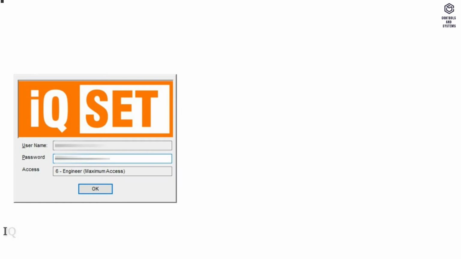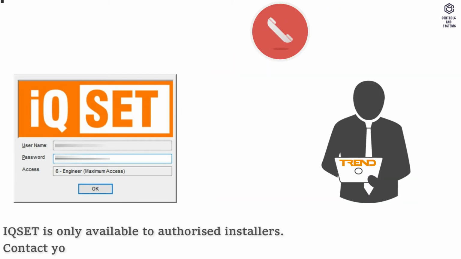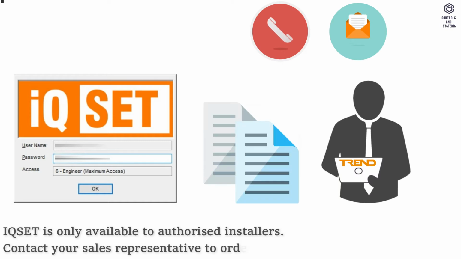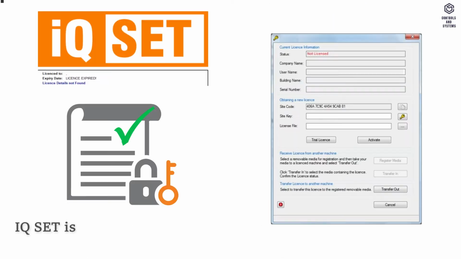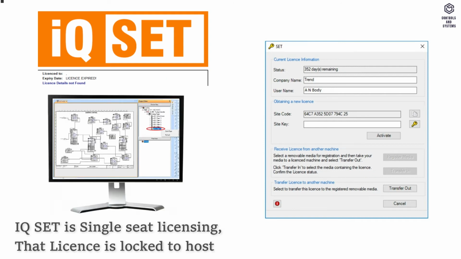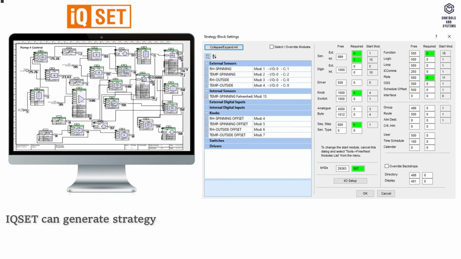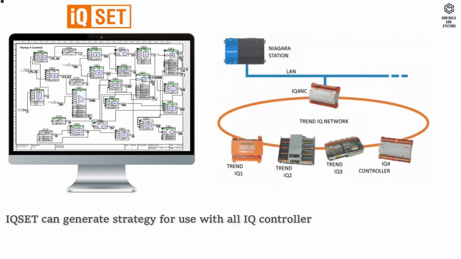Order codes. IQSET is only available to authorized installers. Contact your sales representative to order a copy. IQSET is single-seat licensing. That license is locked to the host PC. Functionality. IQSET can generate strategy for use with all IQ controllers.